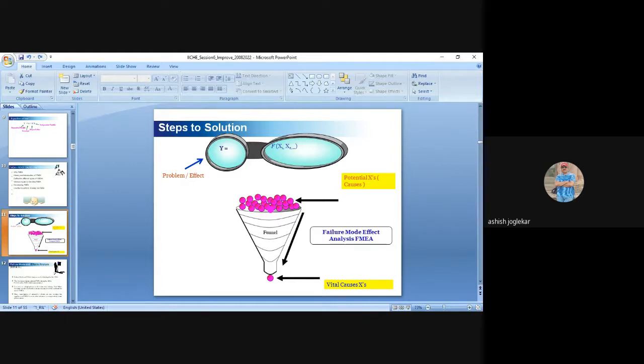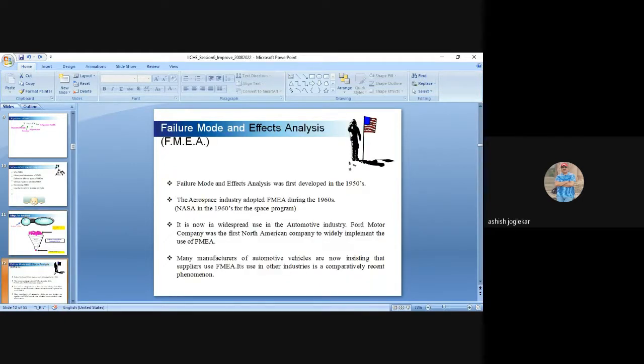So what is FMEA now? What is the failure mode effect analysis? It was developed in the 1950s by the aerospace industry, that is NASA. NASA developed this tool for the space program. They used this tool to find out what may go wrong. Now we are trying to find out what is going wrong in my process. They used to do predictive analysis.